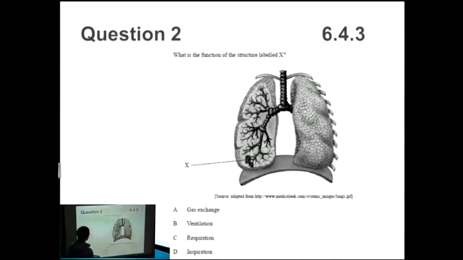Question number 2, what is the function of the structure labeled X? These structures here are the alveoli, and they are involved in what is known as gas exchange, where you exchange carbon dioxide for oxygen. Ventilation is not true, because ventilation is actually to do with the muscles in between the ribs, or the costa, so the intercostal muscles, as well as the diaphragm at the bottom, and the abdominal muscles. So it's not that one. Respiration, not really. Inspiration is a part of ventilation as well. So therefore the correct answer is A.